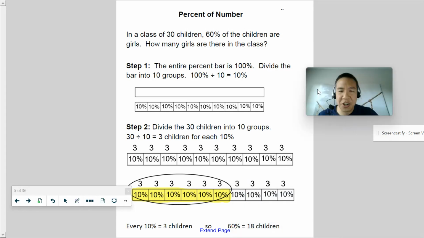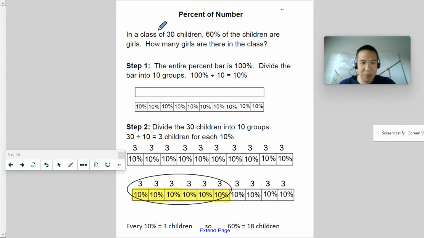In case you did not understand what I talked about, let's look at this one. You have a class of 30 children. 60% of the children are girls. How many girls are in this class? So this entire bar is 100%. That's the entire class, every single kid. But if I want to figure out what 10% is, I need to divide this bar into 10 groups, because 100% divided by 10 groups equals 10%.